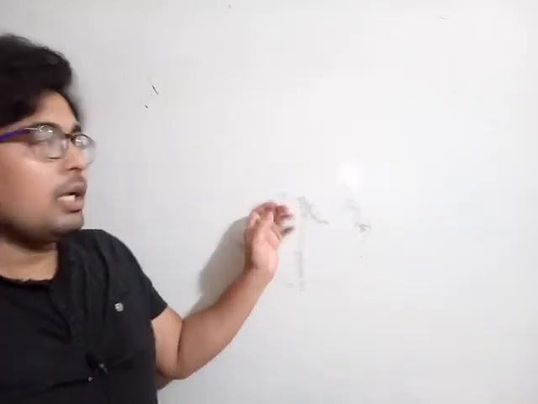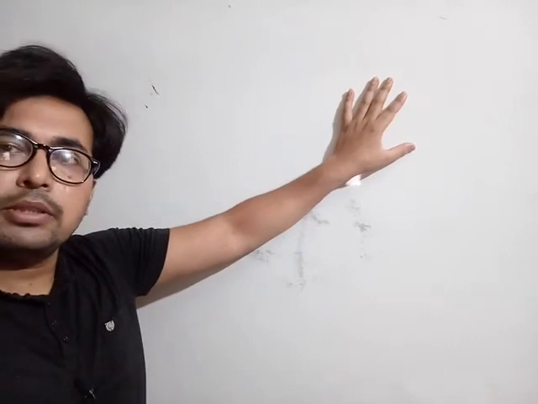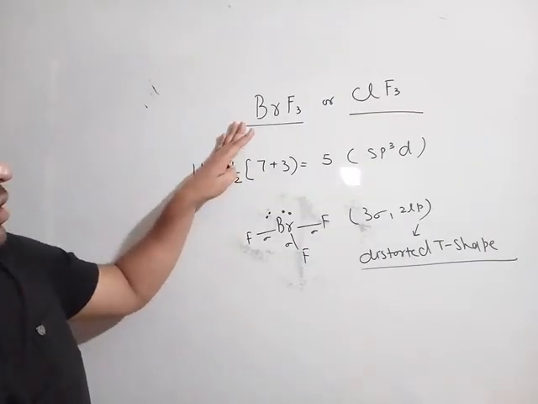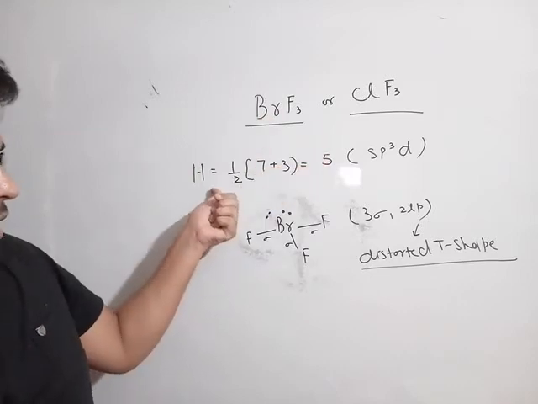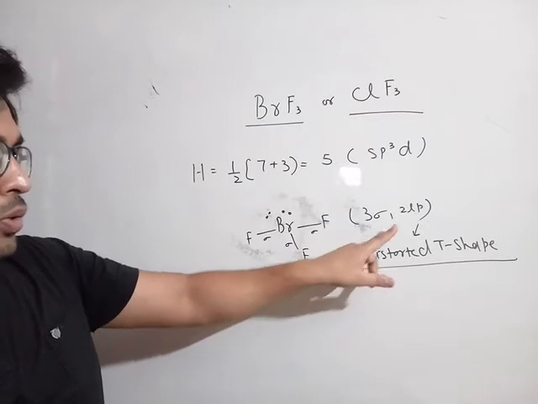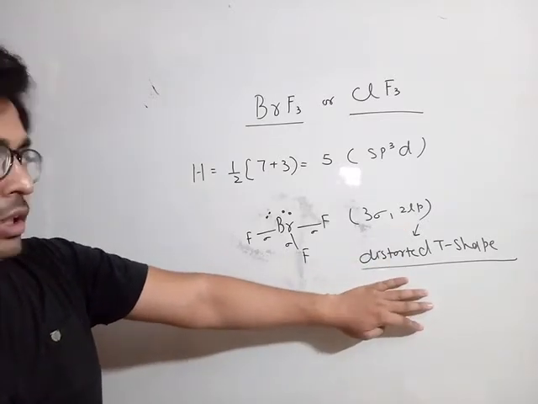Good morning, students. Now we learn the structures of group 17 elements. Like we can see here, the structure of BrF3 or ClF3 will be the sp3d case. If I check the case over here, it is 3 sigma, 2 lone pairs. So the shape will be a distorted T shape.